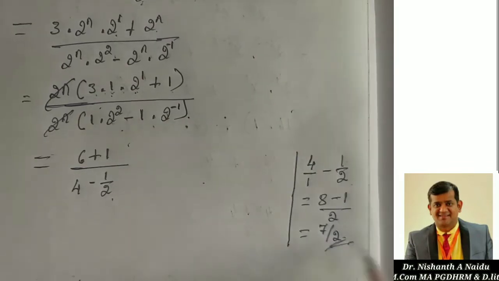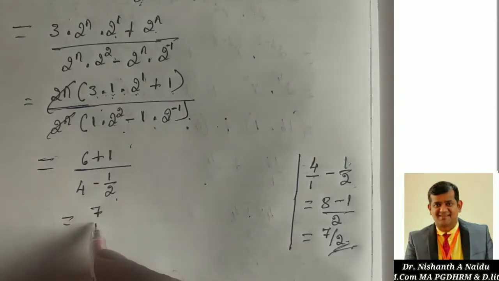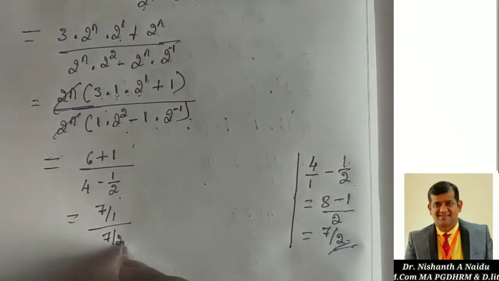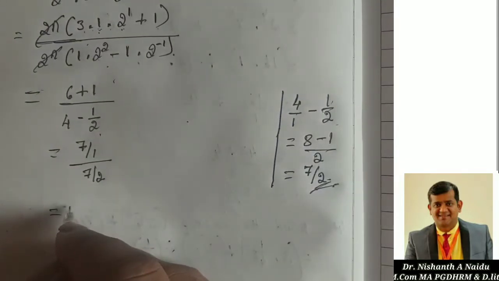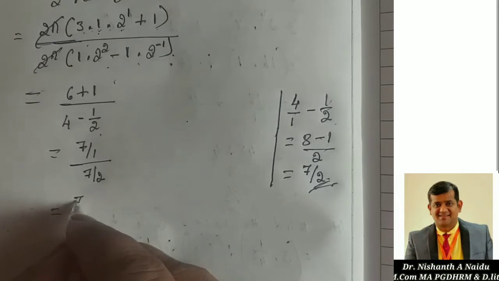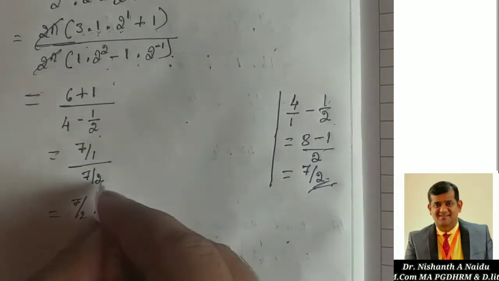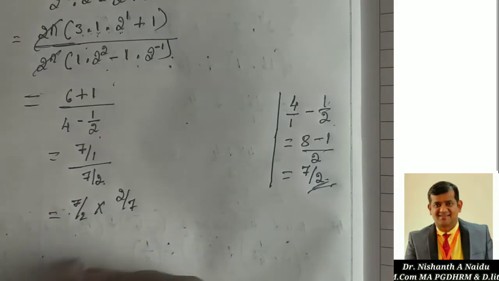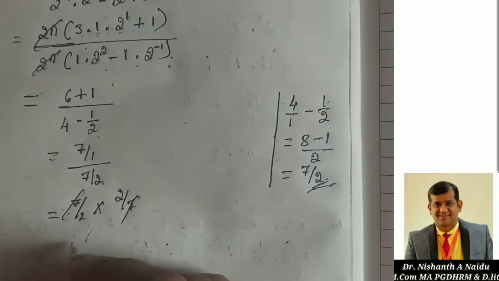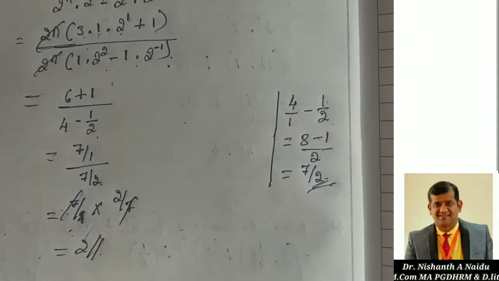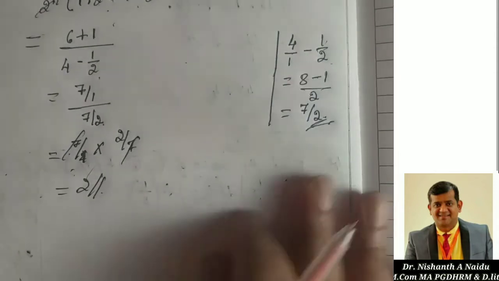Clear? Still you have doubt? So your answer is 7 divided by 1 divided by 7 divided by 2. In the next stage we will bring it up and down. So that is 7 divided by 1 into, when you bring it, the denominator takes the place of the numerator and the numerator takes the place of the denominator, so that becomes 2 by 7. So 7 gets cancelled, what is left is 2 ones are 2. So 2 is the answer for this problem. Clear? Fine. So next I'm moving.